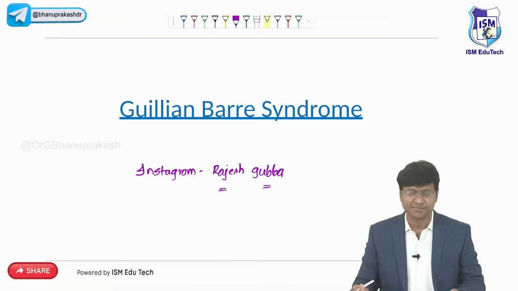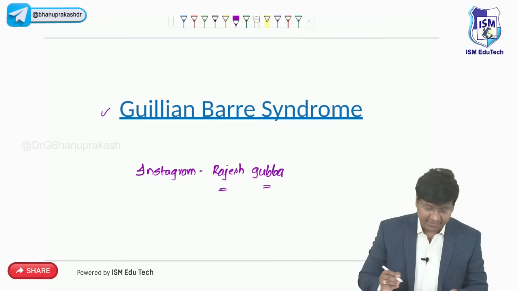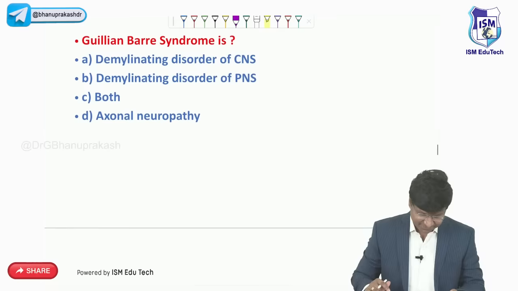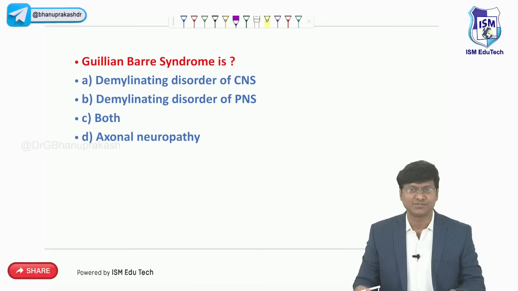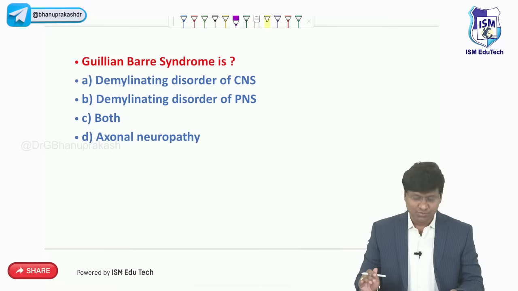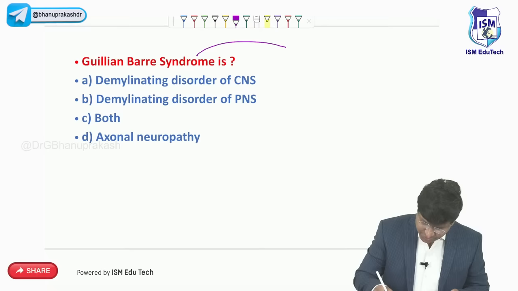So having said this, let us start with the neurology revision. The first topic in the neurology will be the Guillain-Barré syndrome. Quickly answer this question. Guillain-Barré syndrome is a demyelinating disorder of the central nervous system, demyelinating disorder of the peripheral nervous system, or both axonal neuropathy? So what type of disorder is your Guillain-Barré syndrome?